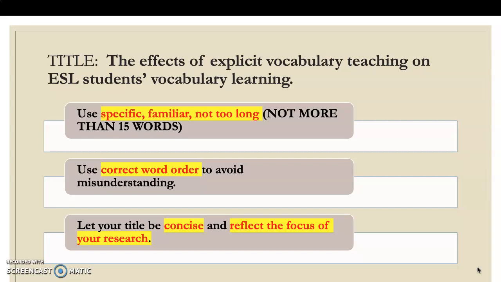So when you write your title, it has to be about the focus of your research. The focus will be the issues that you want to address. Definitely from this title, you can see that it will be about explicit vocabulary teaching and addressing the issue in terms of vocabulary learning.